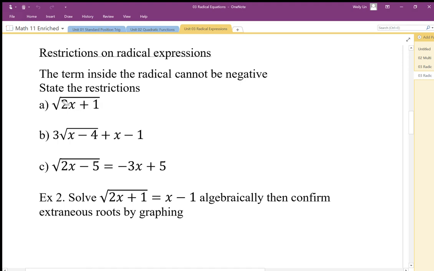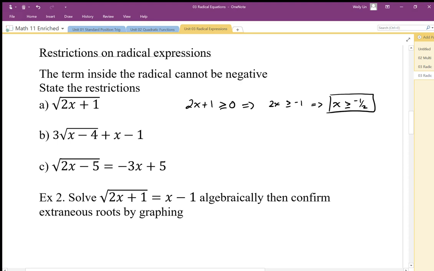So when you have an expression like this, 2x plus 1, we have to make sure that 2x plus 1 must be bigger than or equal to 0. It has to be positive. If that's the case, then that means that the 2x must be greater than or equal to negative 1, and then the restriction becomes that x must be greater than or equal to negative 1/2. Okay, so this is my restriction.